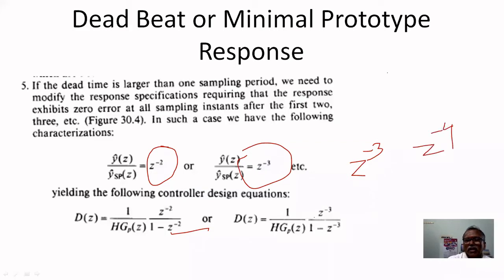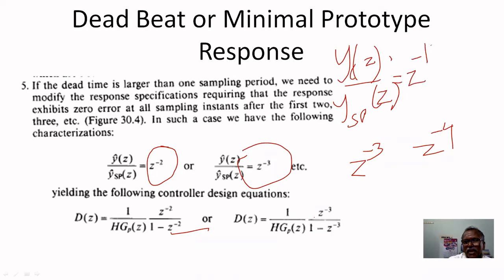So the assumption we made, if the system has dead time, is that y of z by y set point of z must be z power minus k, where k is an integral multiple of sampling period, plus 1, that is z power minus of k plus 1. This k is for dead time. This 1 is as per rule: at least 1 sampling period is required after giving the input. That's why we have to assume z power minus of k plus 1. That sum we will see now.